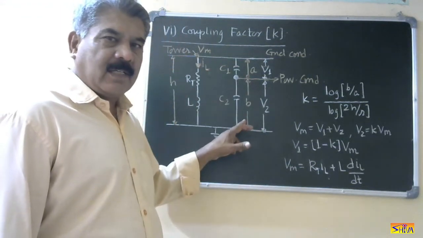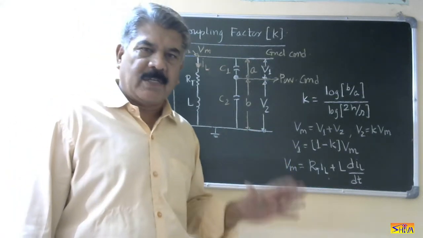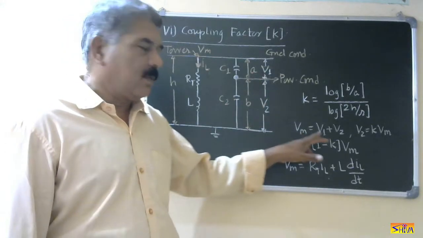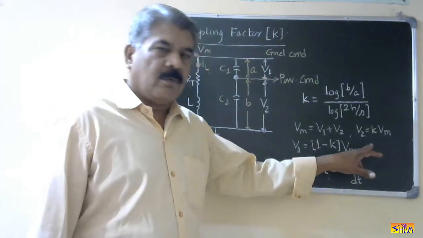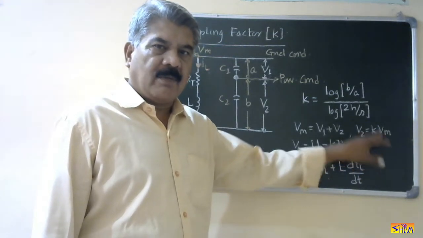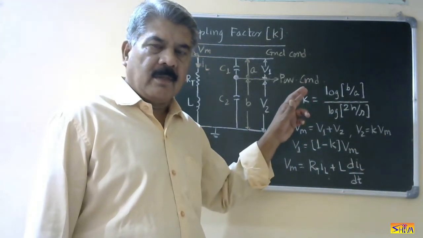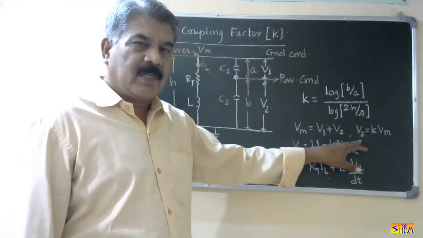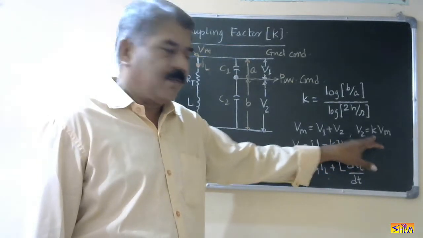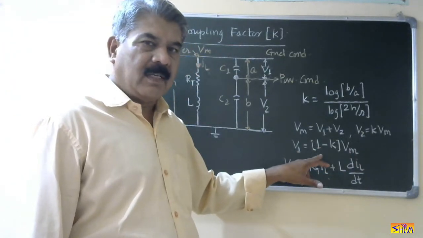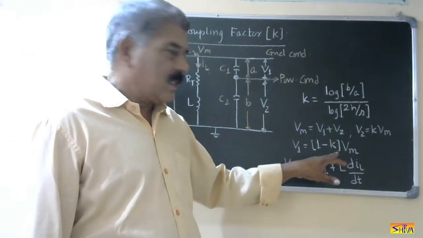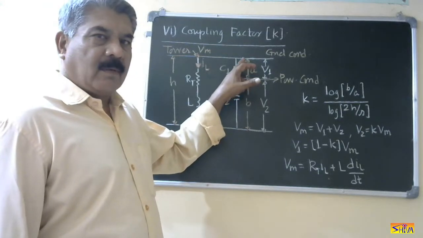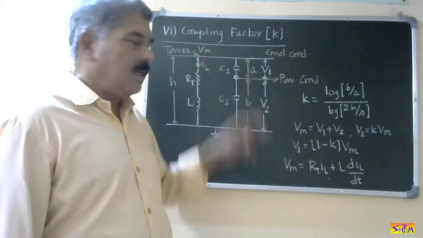Now this C1 and C2 constitute a capacitance potential divider. So the second equation for Vm will be V1 plus V2. Vm is equal to V1 plus V2. Now, V2 is equal to K into Vm, where Vm is the tower top potential when lightning strikes, K is coupling factor. So when we substitute V2 in terms of K Vm, we get this equation: V1 is equal to (1 minus K) Vm. Now what is V1? V1 is the voltage between the ground conductor and the power conductor.